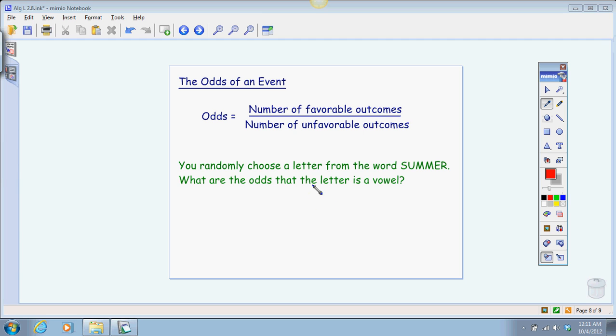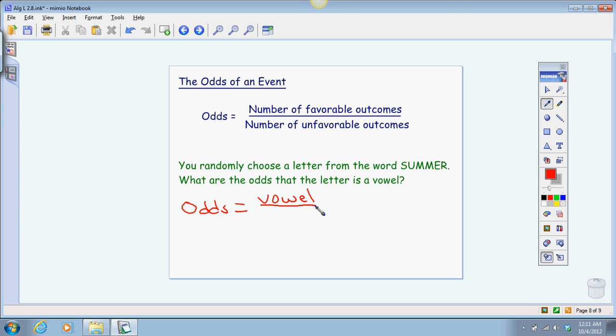Let's look at this example. You randomly choose a letter from the word summer. What are the odds that the letter is a vowel? So if we're talking about odds, and we're talking about the number of favorable outcomes, well, that's us randomly selecting a vowel. What are the unfavorable outcomes? You could say not a vowel. You could say randomly picking a consonant.